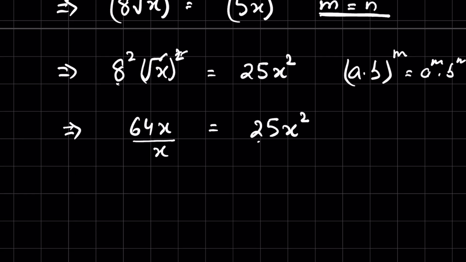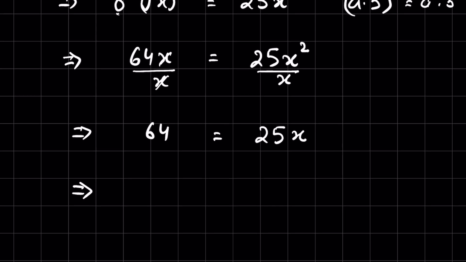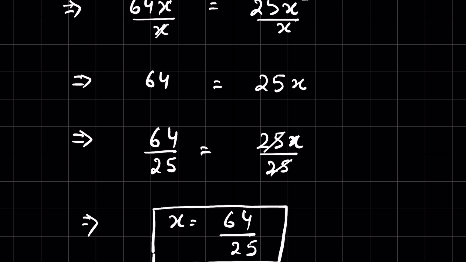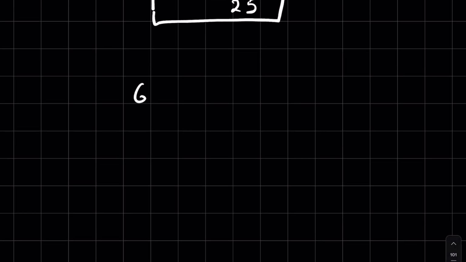Divide both the sides by x. So this will be 64. x and x get cancelled, and this side x squared divided by x will be x, so 25x. Now divide both the sides by 25. This and this get cancelled. So x is equal to 64 upon 25. This is the solution. There is one more way where we can find the solution for x from here.